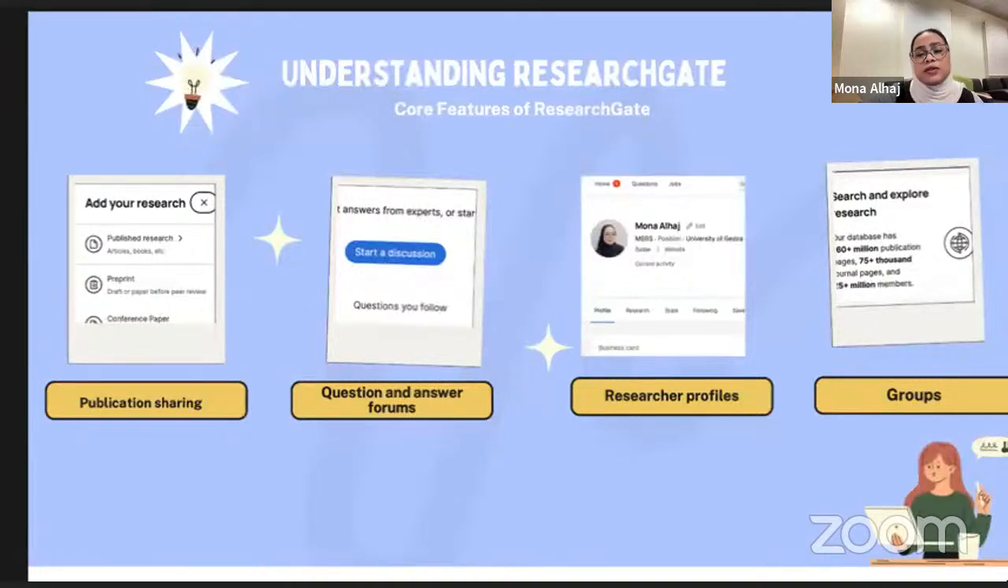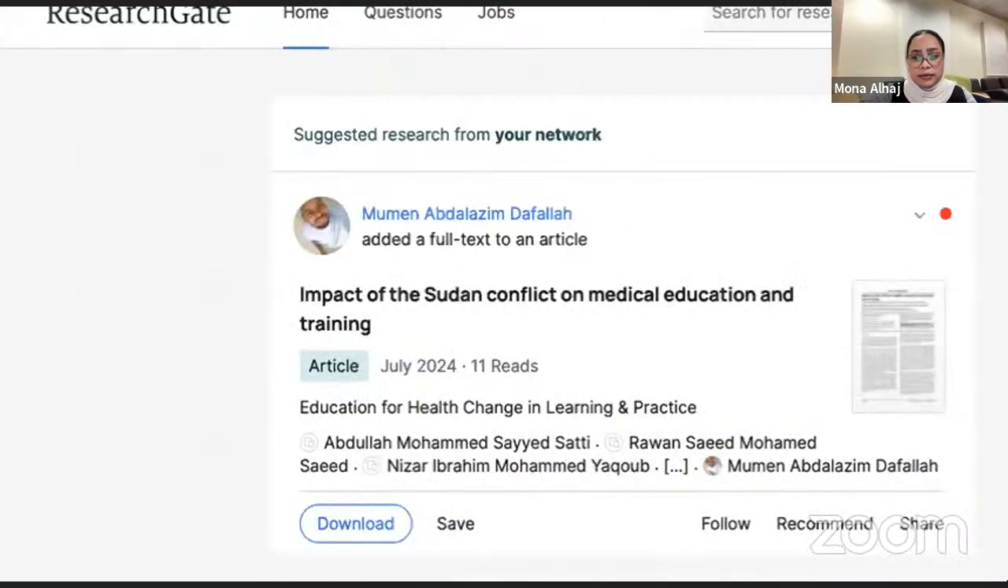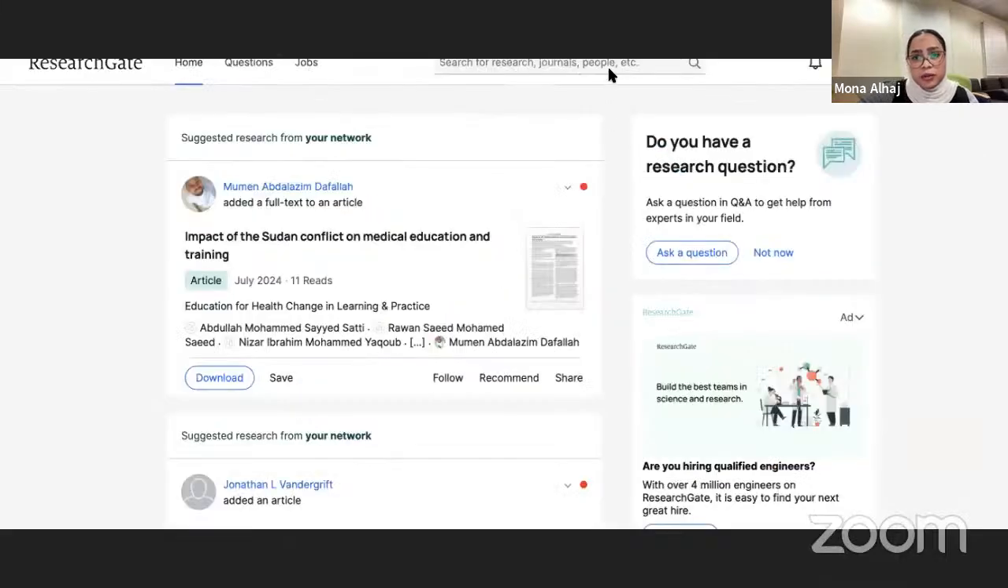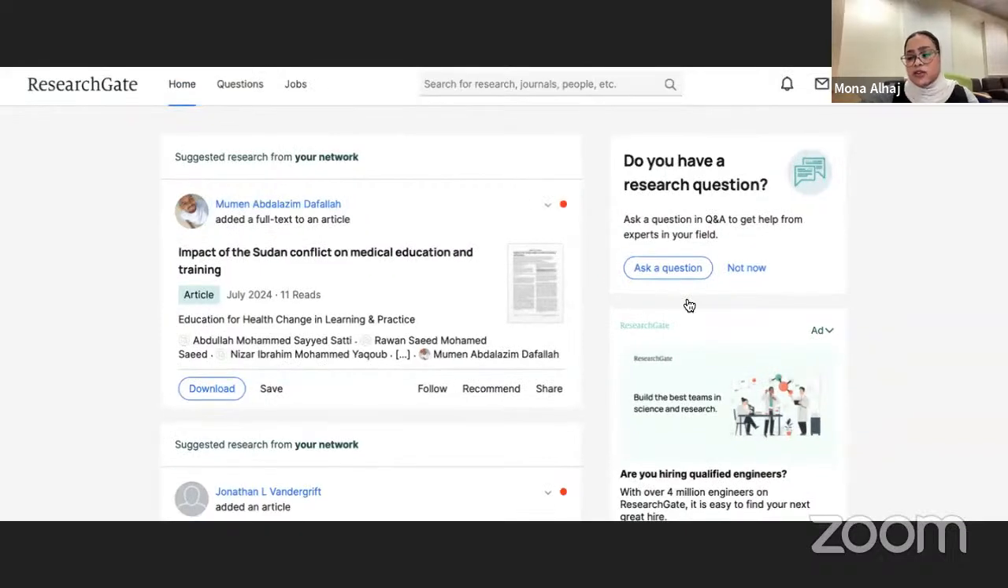ResearchGate offers several key features to support your research. You can share your publications, get answers to a difficult research question, build a professional profile, and even join a group focused on your specific area of interest. Here I will share my ResearchGate account and walk you through the basic functionality we already talked about. So here is the homepage of the ResearchGate platform. We will discuss its main functionality.